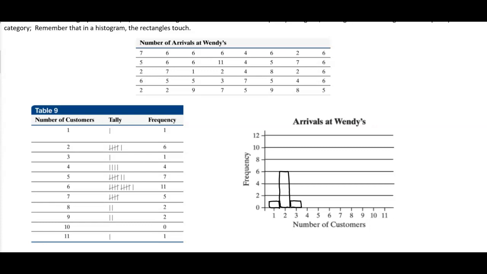And then for 4, it's going to go all the way up to 4, so we're going to draw this all the way up to 4. Okay, and then for 5, it goes all the way up to 7. So again, we're going to go all the way up to 7, so it's in between 6 and 8. And then for 6, we're going to go all the way up to 11. So start up here, go to 11.